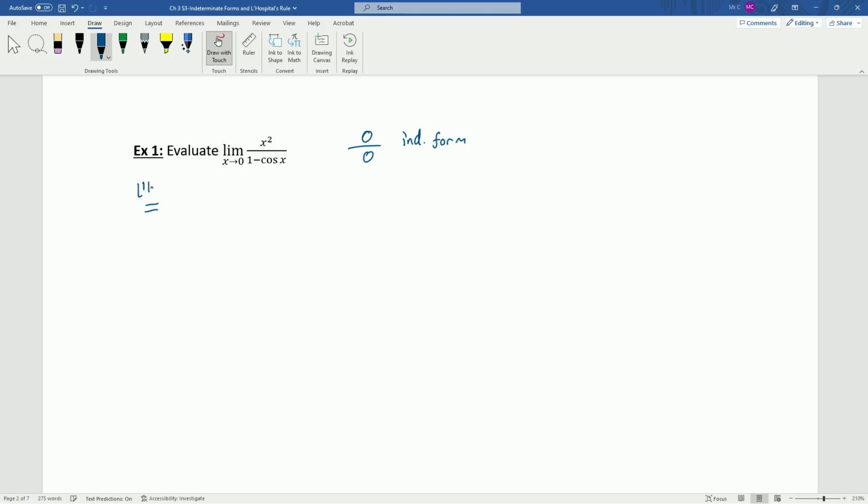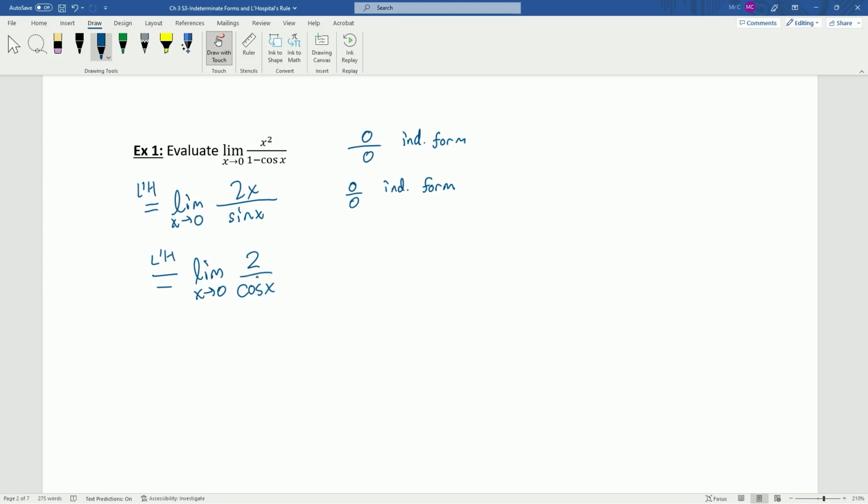And so when I apply L'Hopital's rule, this just says take the derivative of the top and take the derivative of the bottom. So I get 2x over, derivative of 1 is 0, derivative of cosine is negative sine times a negative 1, that's a positive sine. Now when I look at this, I go, oh, this is still 0 over 0 indeterminate form. So we apply L'Hopital's rule again. And yes, you can apply L'Hopital's rule repeatedly as long as it's still an indeterminate form each time.